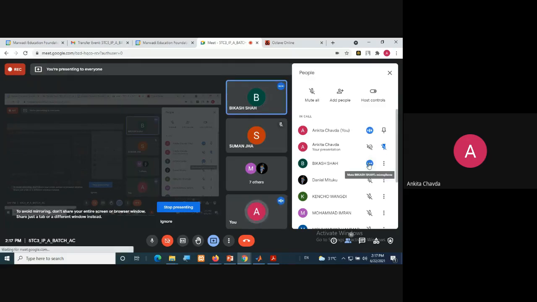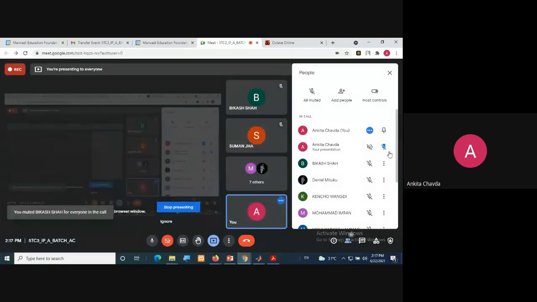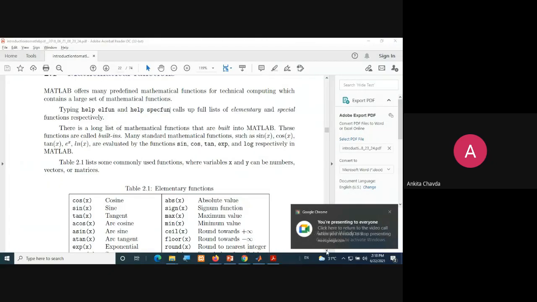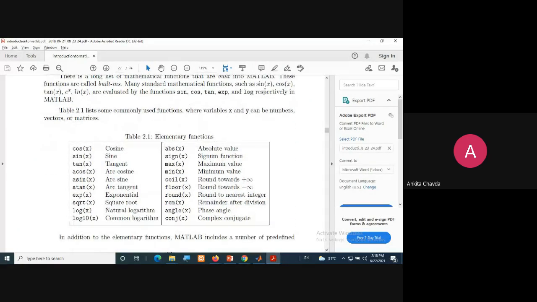You can see here the different functions which we will use somewhere in the future: cos, sin, tan, and all the functions that I have shown to you. These are all the elementary built-in functions.